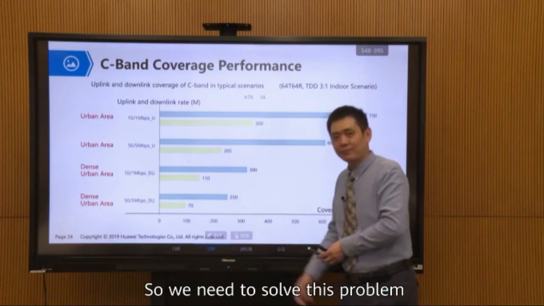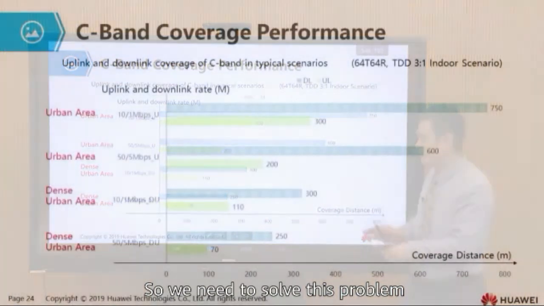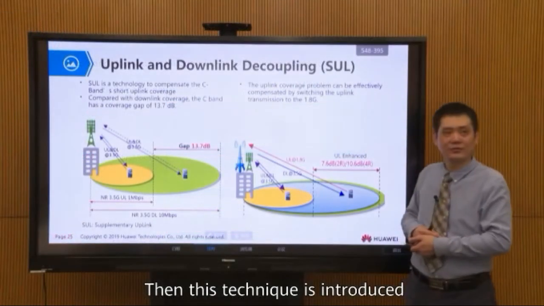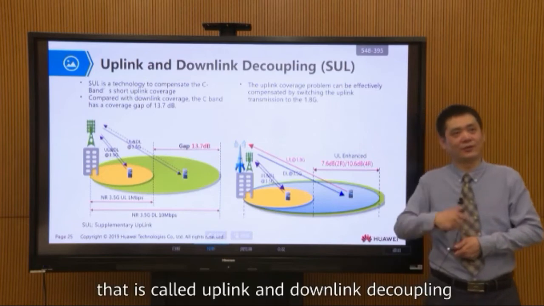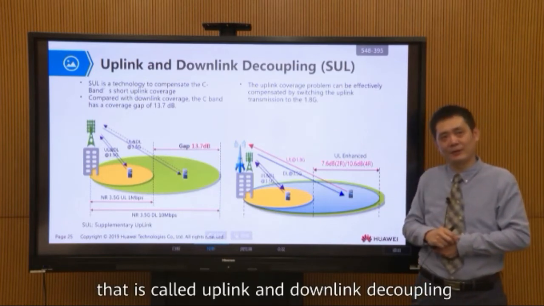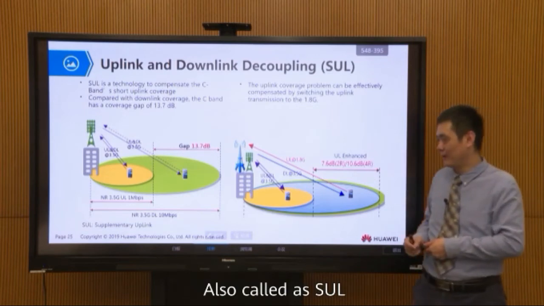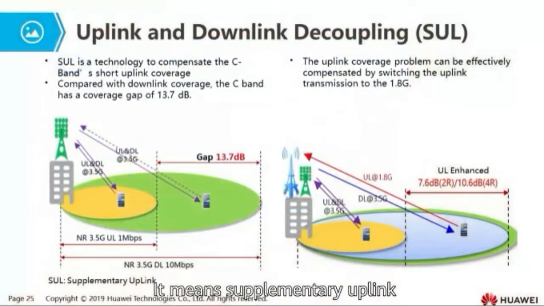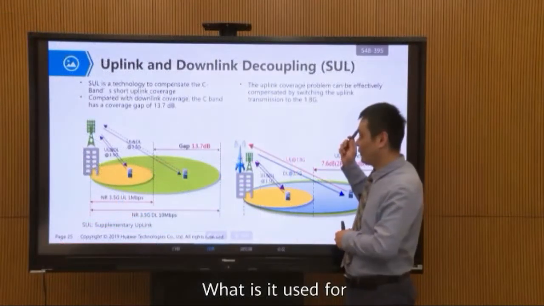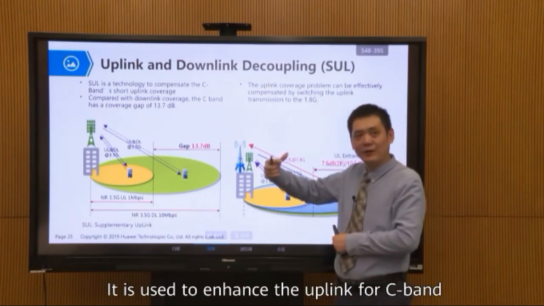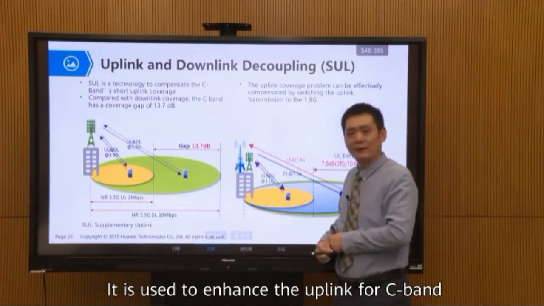So we need to solve this problem to enhance the coverage. Then this technique is introduced. That is called uplink and downlink decoupling, also called SUL. SUL means supplementary uplink. So what is SUL and what is it used for? It is useful to enhance the uplink for C-band.